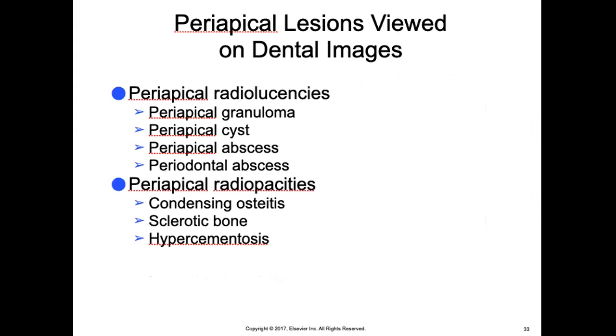Periapical radiolucencies include periapical granulomas, periapical cysts, periapical abscesses, and periodontal abscesses. When we're talking about periapical radiopacities, these can include condensing osteitis, sclerotic bone, or hypercementosis. So a periapical lesion is something that is located around the apex or the tip of the root of a tooth.